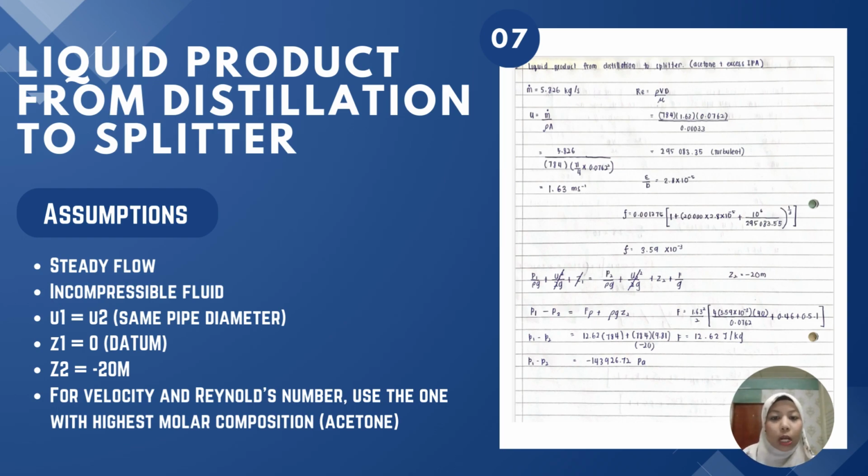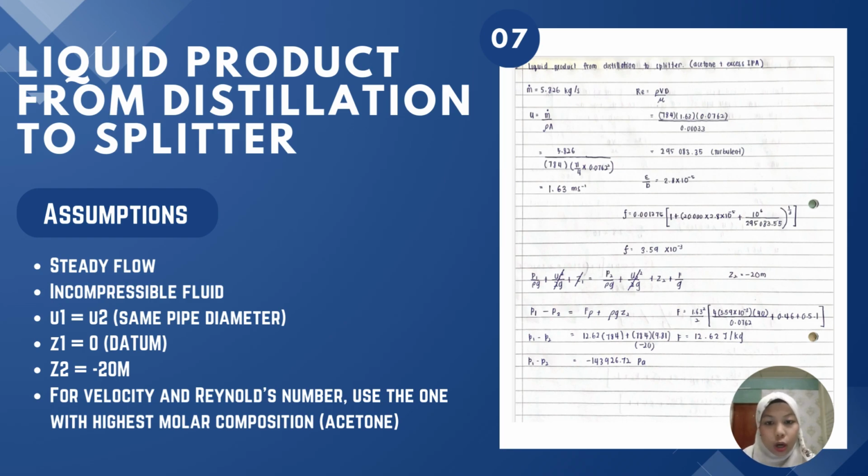And as usual, we will find the Reynolds number. For this stream, it is turbulent. Then we will find the relative roughness. After that, we will find the friction factor, which is 3.59 times 10 to the power of negative 3. Next, we will do the energy balance equation. When we cancel out the U1, U2, and Z1, we will get P1 minus P2 equals F times density plus density times gravity times Z2.